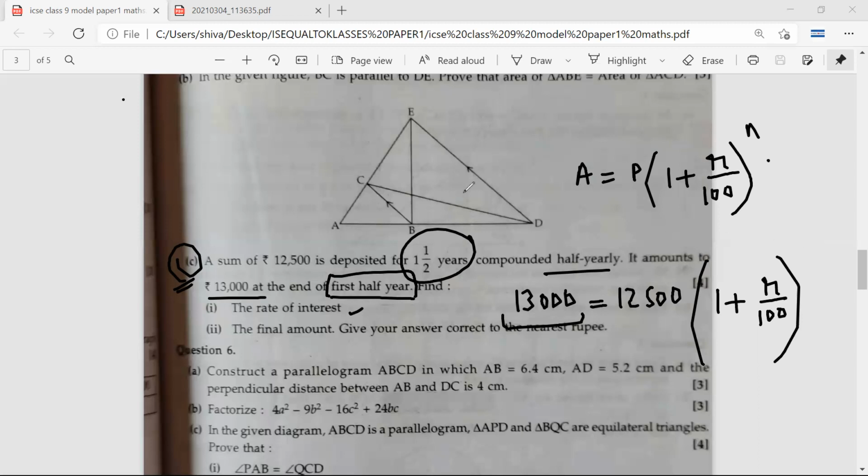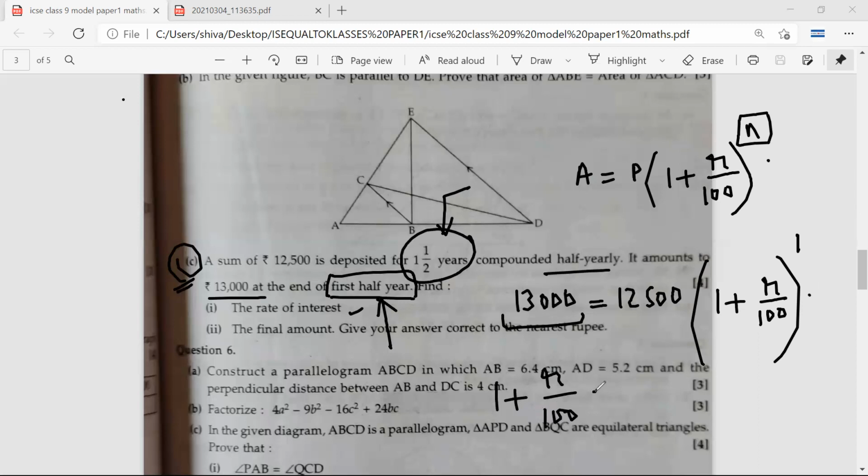So have we covered the entire 1.5 years? No, sir. How many half years have we covered? Only 1. So what would n be equal to? 1. Any doubt? No, sir.